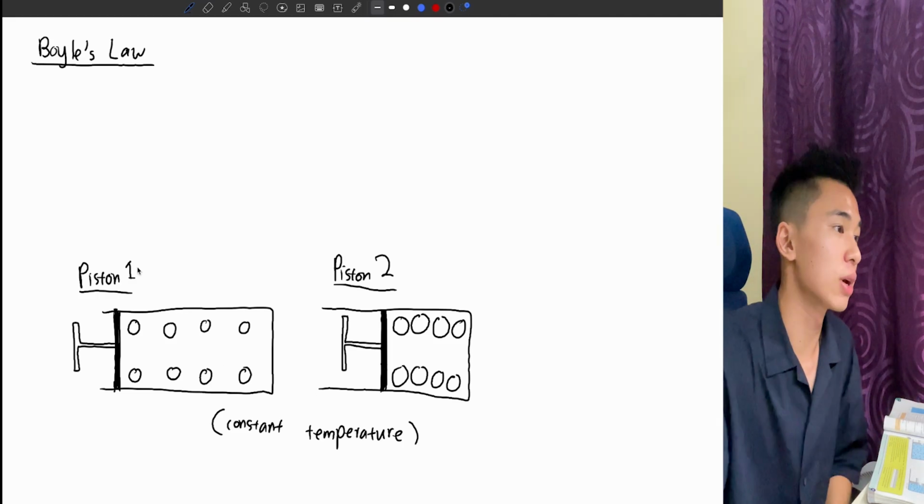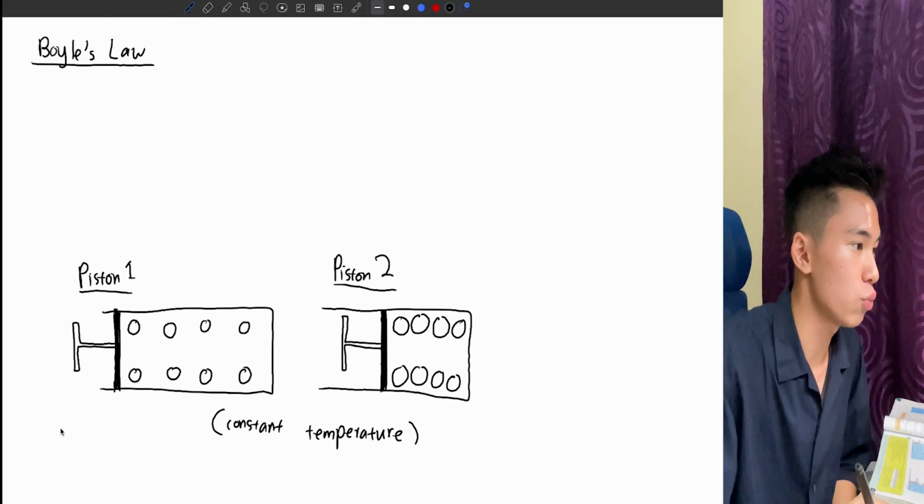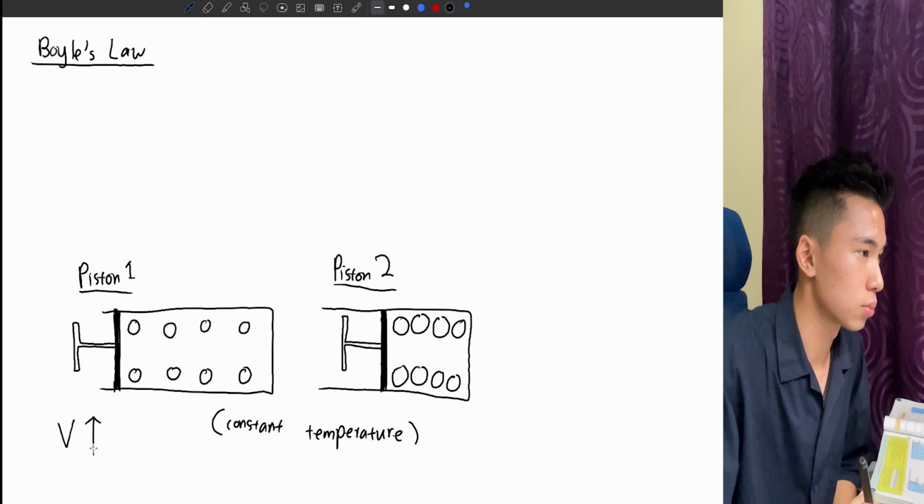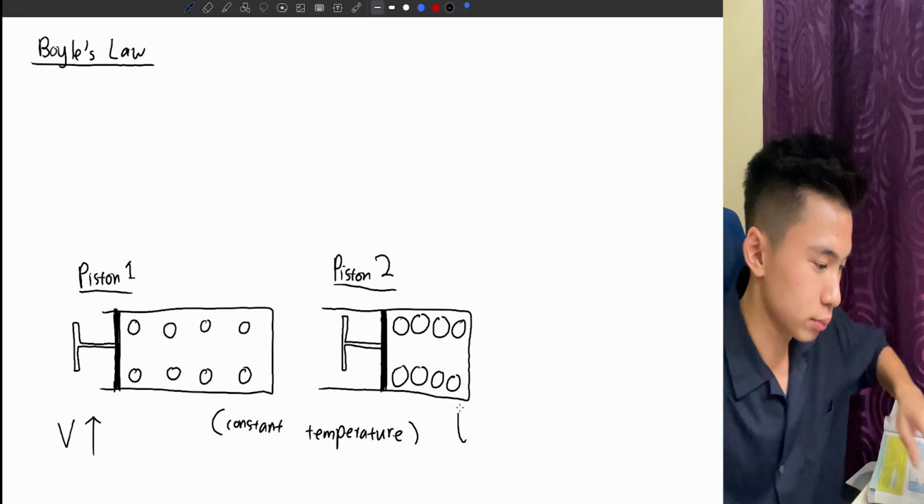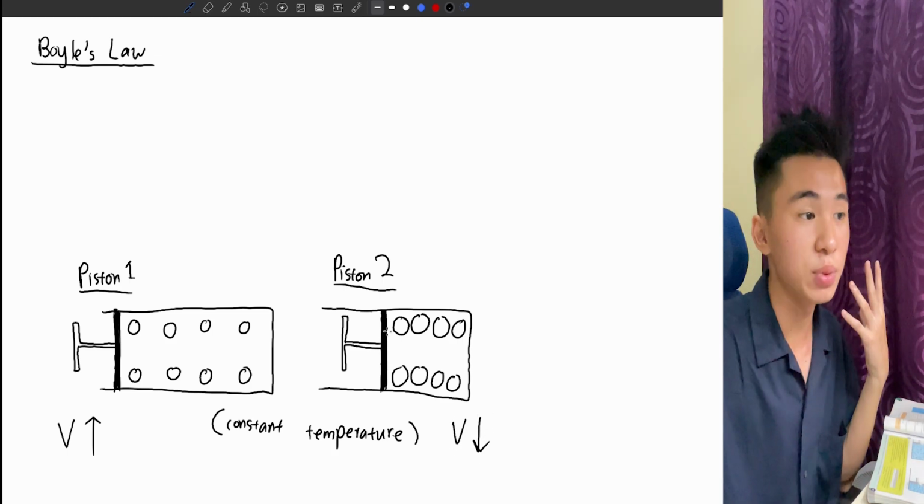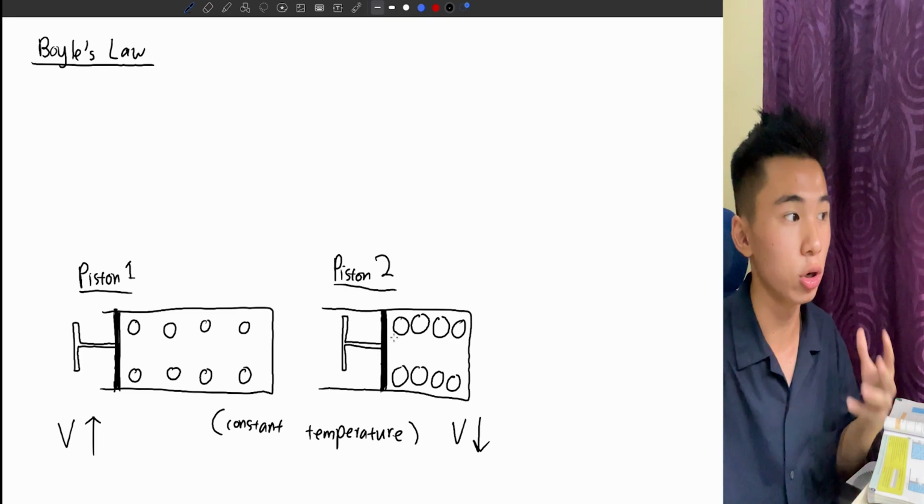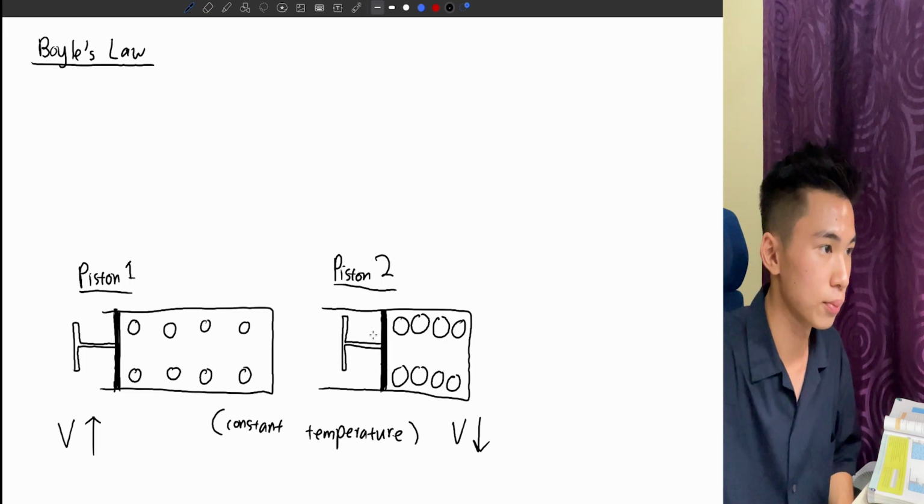So over here, as you can see, I have piston 1 and piston 2. In piston 1 we have greater volume, and in piston 2 we have lesser volume. Let's say the volume of piston 2 is half the volume of piston 1. So you have lesser volume in piston 2.